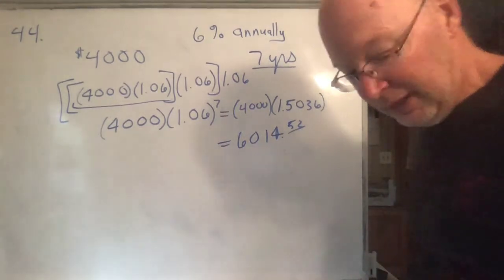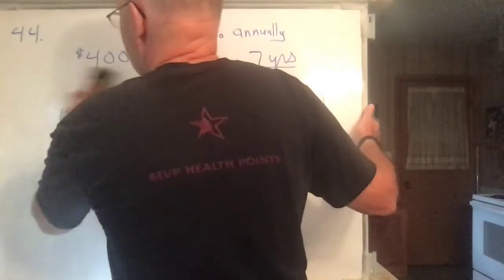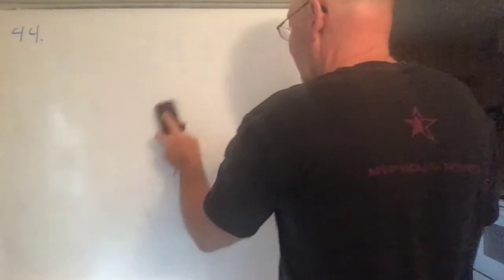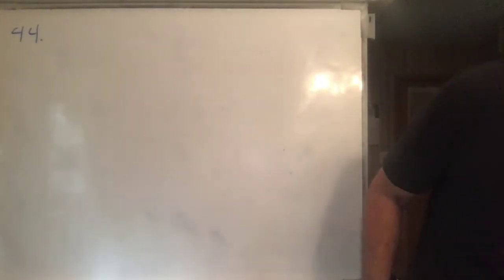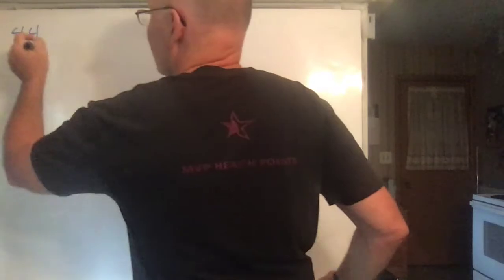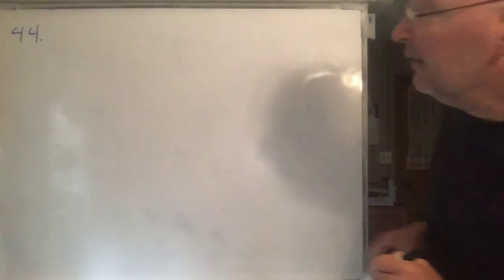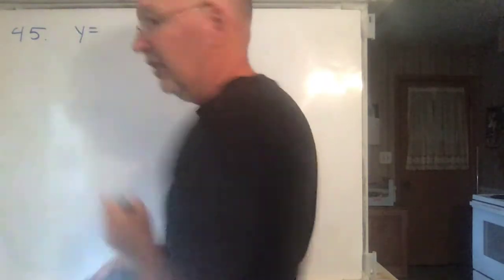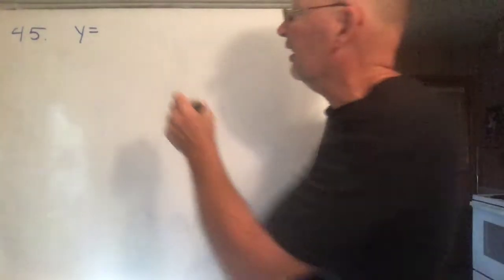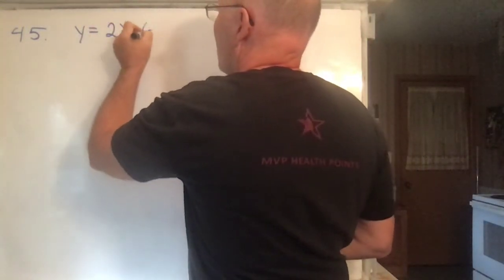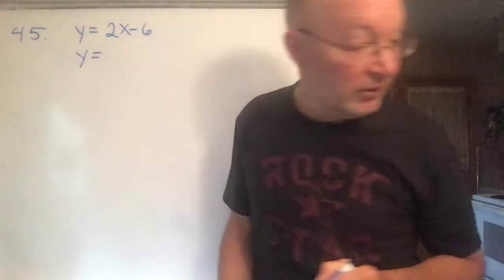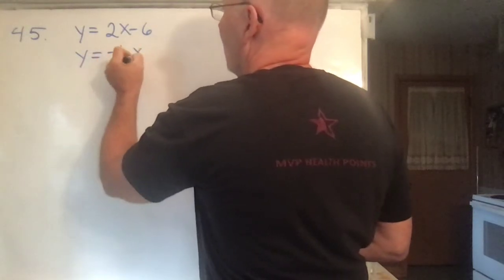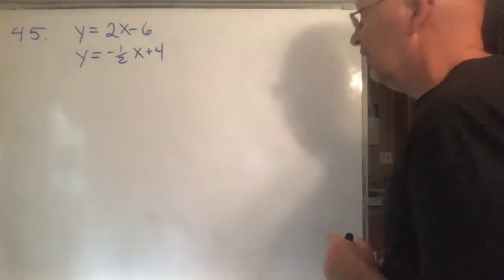How about 45? Now we're getting into solving systems of equations of lines. Okay, you got 2 lines and you want to find out where they intersect, basically. So the first one, this is number 45, says y is equal to 2x minus 6. And you've got another line. Notice this is another line. y equals negative 1/2 x plus 4. And we want to find out where they intersect.